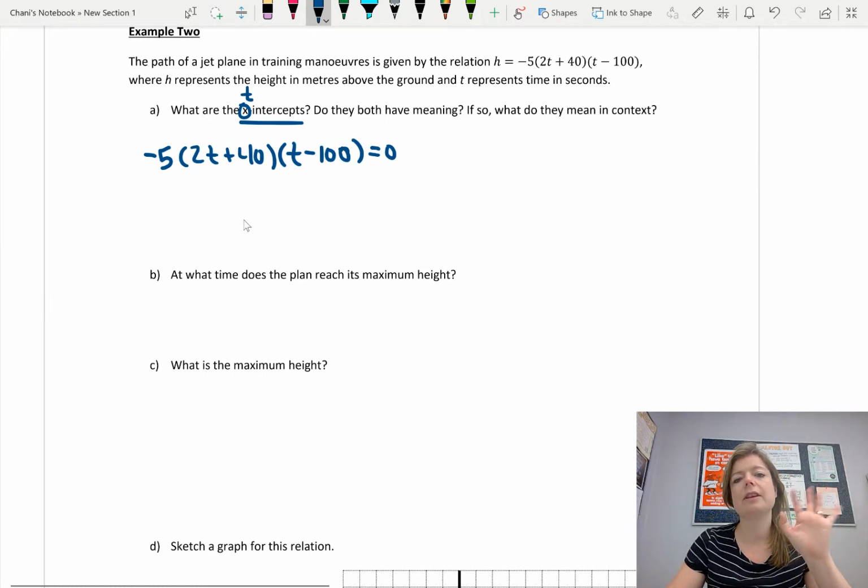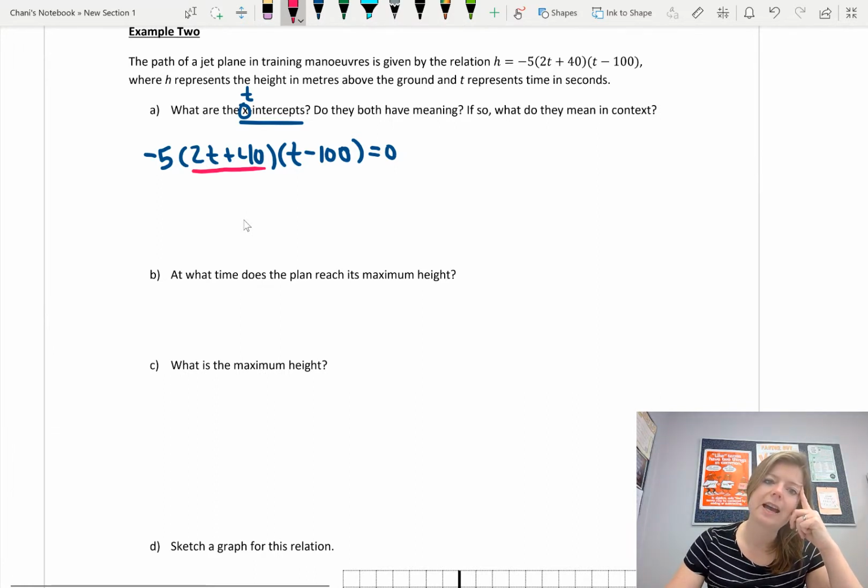Okay, that is crucial. You're setting your dependent variable, in this case height, equal to 0. Now, a lot of people here are tempted to just say t equals negative 40 because they look at this last number and they just change the sign. But remember where they're coming from. This whole bracket, 2t plus 40, would have to equal 0 for this bracket to be 0, and therefore the product to be 0. So you get 2t equals negative 40, so t equals negative 20.